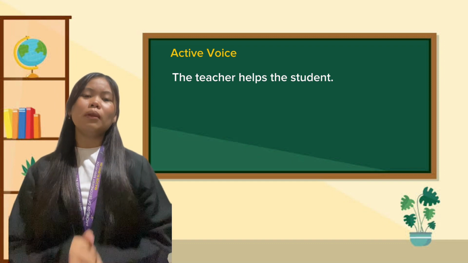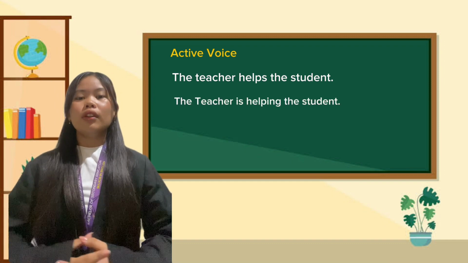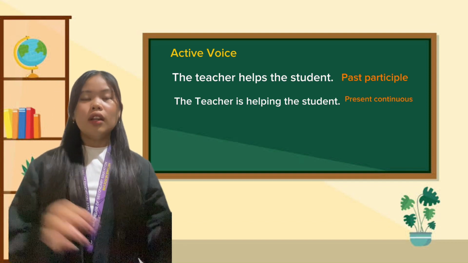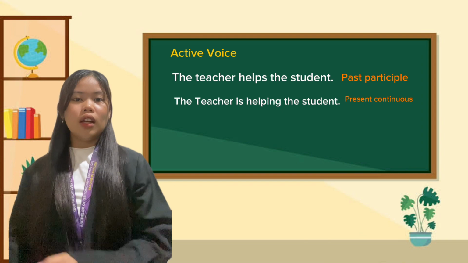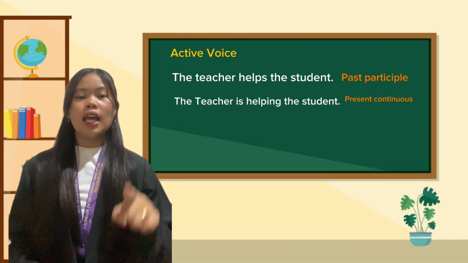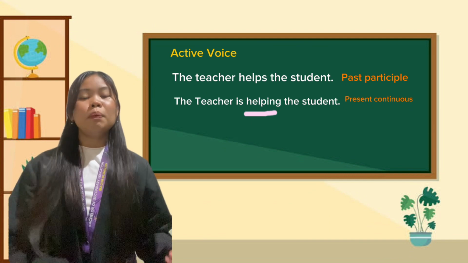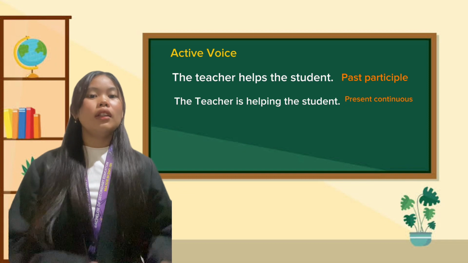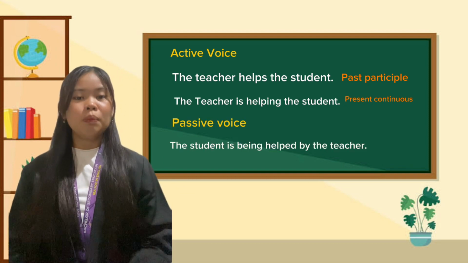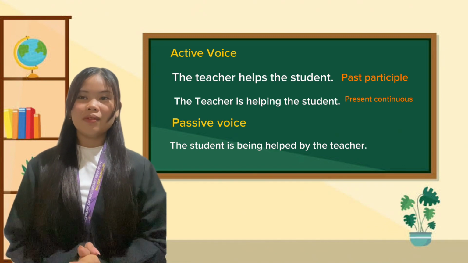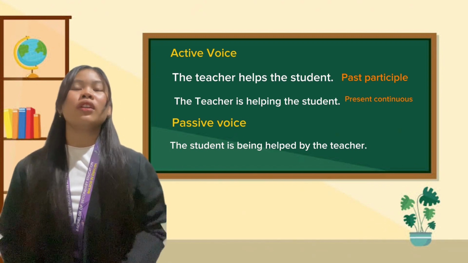So let's look at the present continuous. So the teacher is helping the student. So the first one is the teacher helps the student. Now the second one is the teacher is helping the student. So there's the ing again. Helping is present tense. So it will become the student is being helped by the teacher. Is that clear, class? Very good, quick learners.